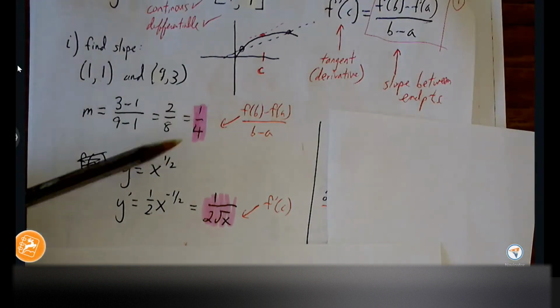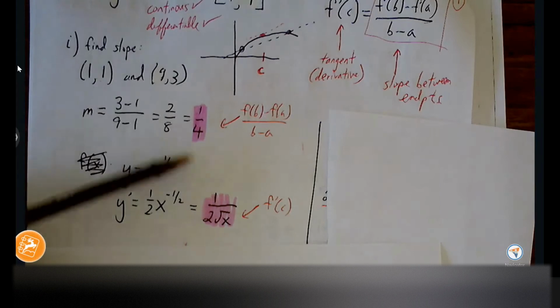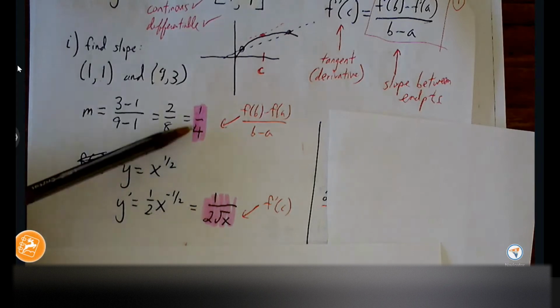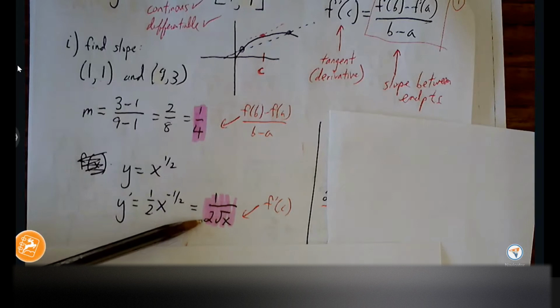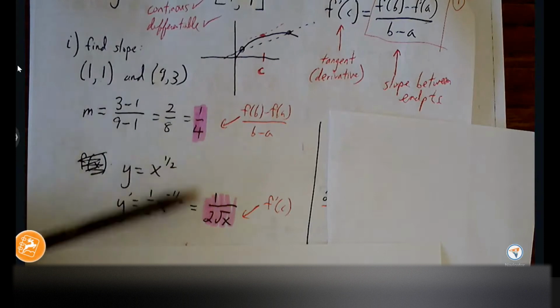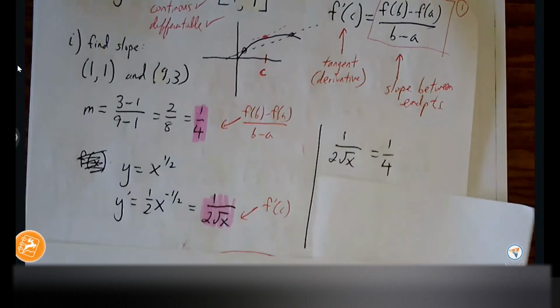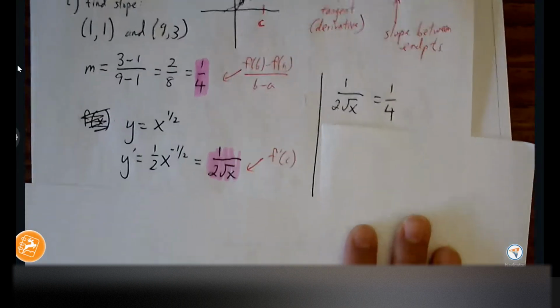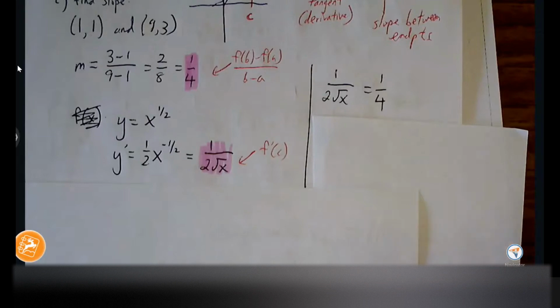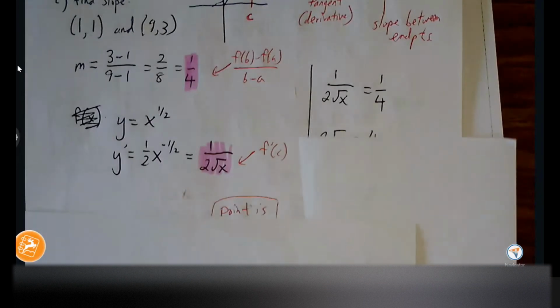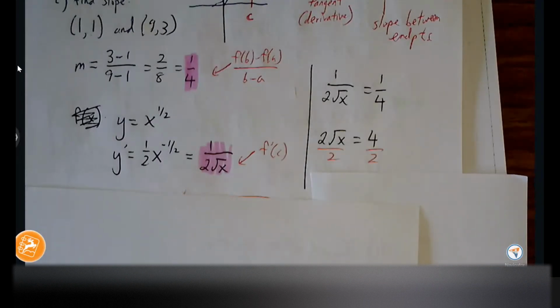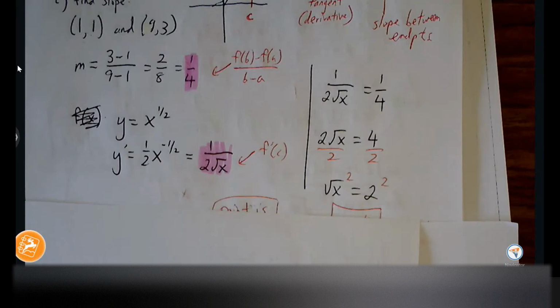All right, so we have the two pieces now that are going to help us get to our answer. We have the slope target, and we have the formula that's going to connect the slope value to the ordered pair, or to the location. So we set these equal to each other. So 1/2 root x is equal to 1/4. Cross multiply. Solve for x, square both sides. I get x equals 4.